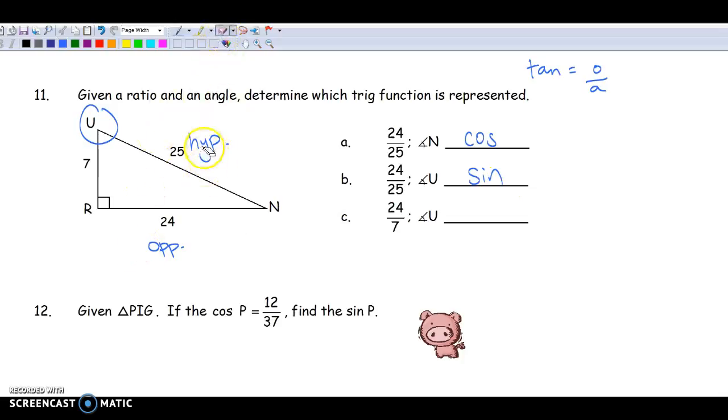And then we have angle U once again, and we are talking about 24 over 7. We know that 24 is the opposite. 7 is going to be the adjacent side. So we're talking about opposite over adjacent. That would be tangent.